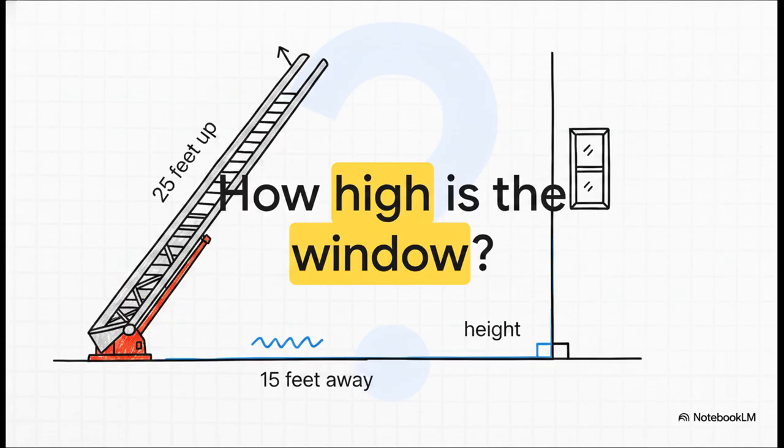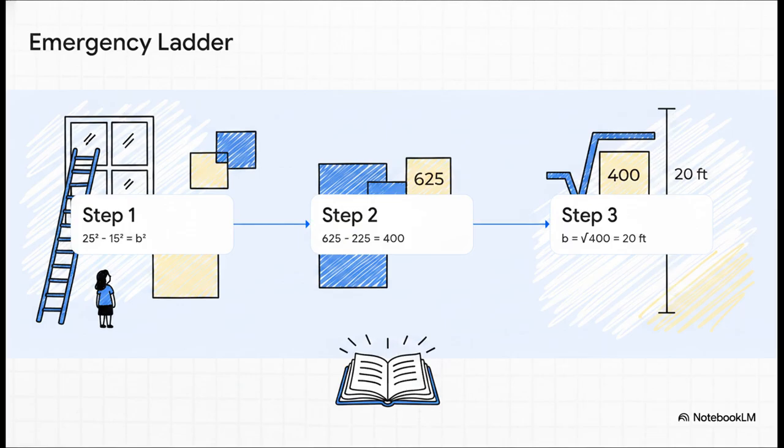I really want you to actively engage with this for a second. Try to picture the right triangle in your head. The ladder is the slanted line, that's your hypotenuse. The ground is one leg, and the wall is the other leg. Let's break down the solution together.